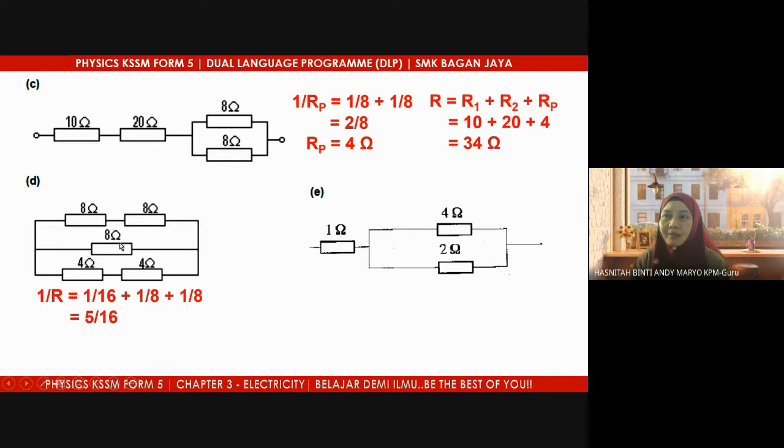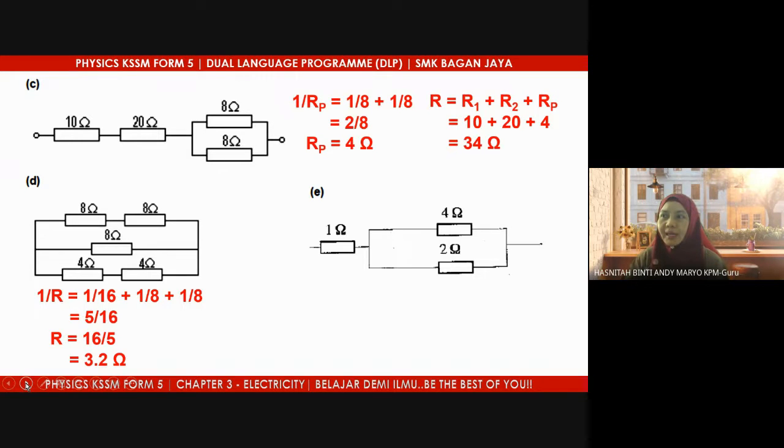And then on the middle we have 8. And on the lower branches we have 4 plus 4, which is 8. So now 16 is parallel with 8 and parallel with 8 down here. So we use this formula: 1 over 16 plus 1 over 8 plus 1 over 8. So it will give you, yes, very good, 3.2 ohm for D. Okay, D is 3.2 ohm.